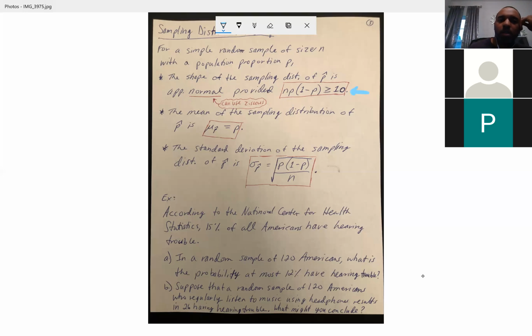All right. Also, what will hold true is that the mean of our sampling distribution will be equal to the population proportion. Let me say it again. The mean of the sampling distribution would be equal to the population proportion. And then we'll be able to calculate the standard deviation of the sampling distribution by this relationship right here: the square root of p times 1 minus p over n.